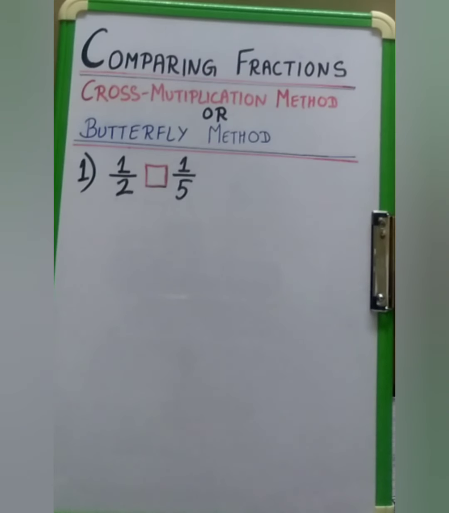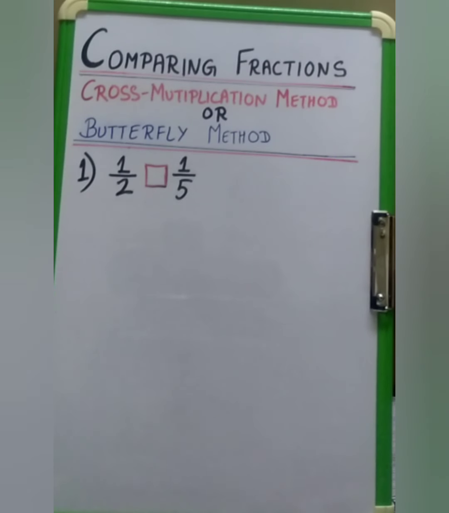Good morning everyone. Today we are going to learn how to compare fractions using the cross multiplication method, also called the butterfly method. The first example we have is 1 upon 2 and 1 upon 5, which means you have to compare these two fractions.